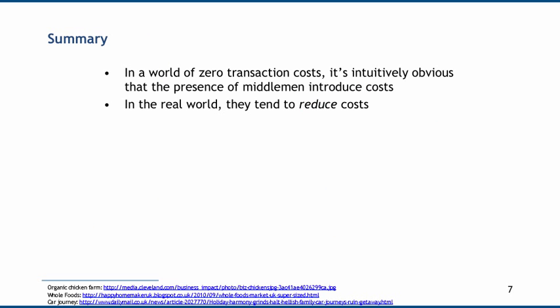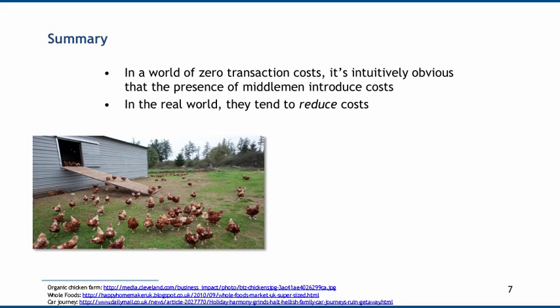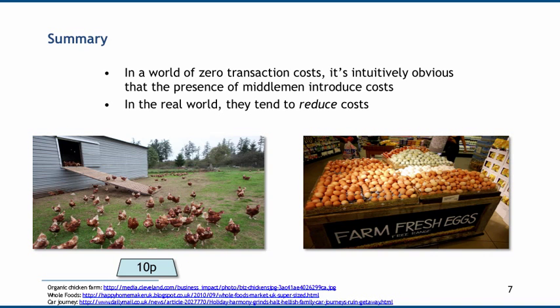You can think of an example. In a world of zero transaction cost, it's intuitively obvious that the presence of a middleman introduces costs into the system. However, in the real world, where transaction costs are positive, they reduce them. For example, it may be the case that if you go direct to a farm to buy eggs from the farmer, they cost 10 pence. And maybe if you go to a supermarket, then they cost 30 pence.